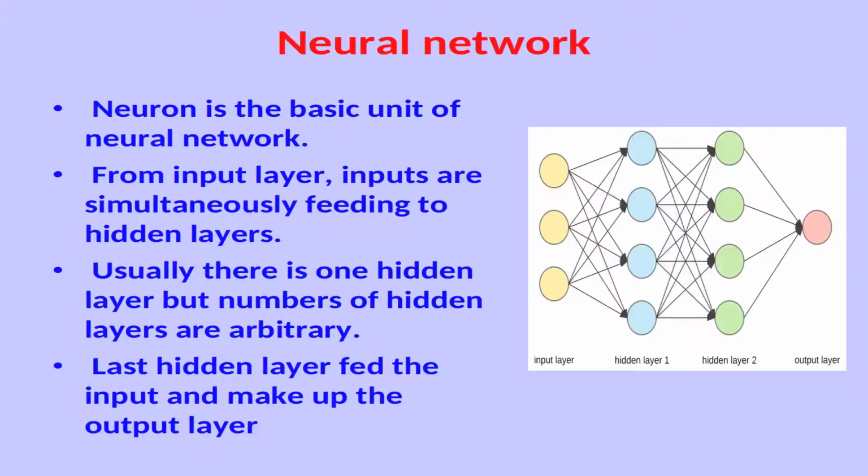Neural network is another web content mining approach which uses the backpropagation algorithm. It consists of multiple layers, that is the input layer, some hidden layers, and the output layer. Each feeds the next layer till the last layer, called the output. Neuron is the basic unit of the neural network. Inputs are fed simultaneously to units. From the input layer, inputs are simultaneously fed into the hidden layer. Usually, there is one hidden layer, but the number of hidden layers is arbitrary. The last hidden layer feeds the input and makes up the output layer.